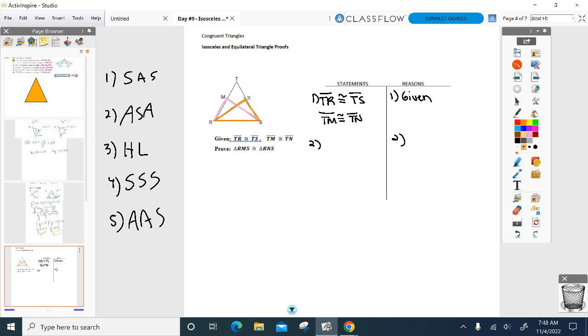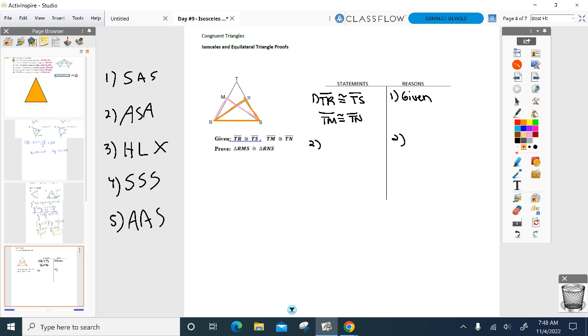All right, next up. Automatically eliminate one of them right now. It's definitely not this method. Why can't it be HL? It's got to have a right triangle, right? Got to have right triangles. So it's not going to be HL.